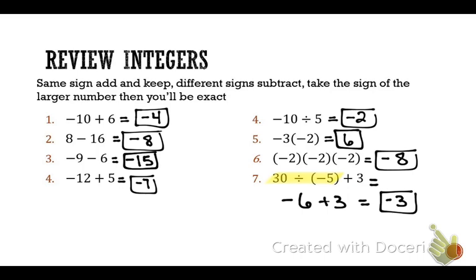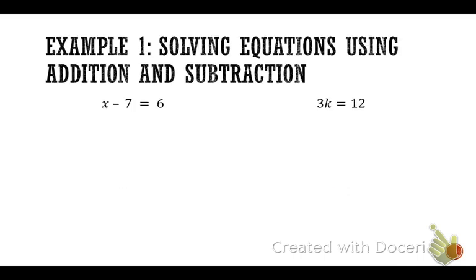Okay, all right, so now we're going to go into solving equations. What we need to pay attention to here is what operation is connected to the variable. So on the first one, what operation do you see connected to the variable? Minus 7. Well, remember back to that example we just did about the opposites? What's the opposite of negative 7? Plus 7. And that's what we need to do to cancel it out.